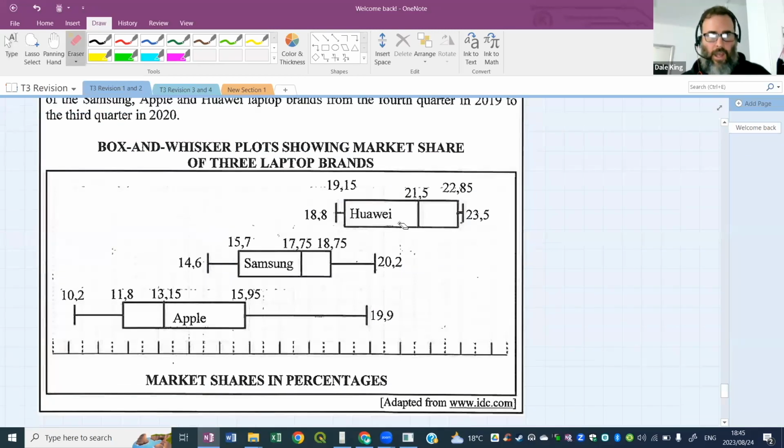So we can see here that Huawei is earning more market share than Samsung, and Samsung owns more market share than Apple. All right. That could be debatable, but this is what we've got in front of us. So Huawei owns more of the market than Samsung, and Samsung owns more of the market than Apple, which means Huawei has the most. Yes, Huawei has the most, Samsung has the second most, and Apple has the third most percentage of the market. Yes, there's a question.